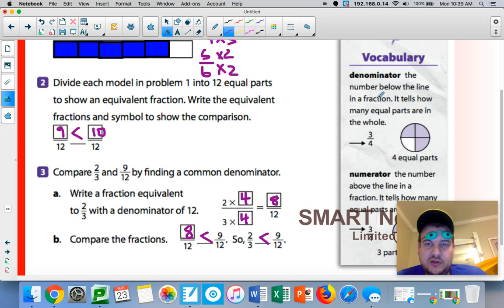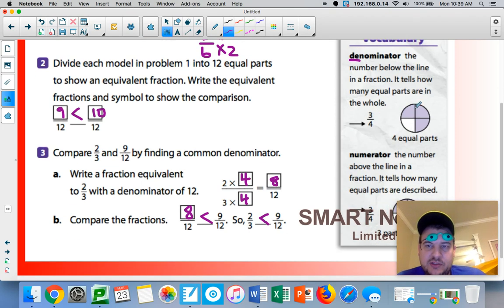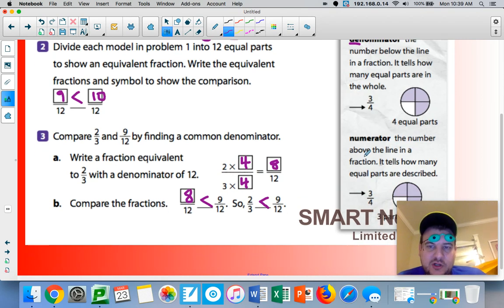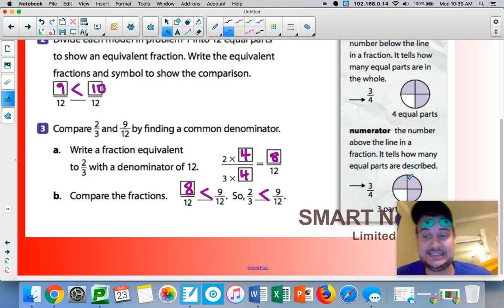The side gives you some good information. Denominator, the number below the line in the fraction. I always think denominator down on the bottom. It tells you how many equal parts are in the shape. 1, 2, 3, 4. Denominator is 4. Numerator is the number above the line in a fraction. It tells how many equal parts are described, or how many pieces. So there are 4 pieces, but only 3 are shaded. So 3 out of 4 are shaded.